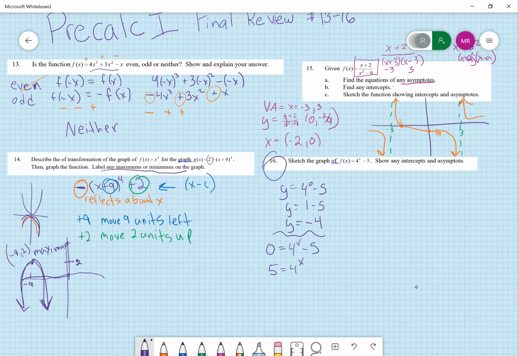So I'm just going to draw these on my graph. I know I have an intercept at (0, -4) and somewhere just above 1. Now I need to know if there are any asymptotes. And so I ask myself, what can I put in this 4 to the x? How can that work? What happens is we have an asymptote at negative 5. So we're going to draw that in.